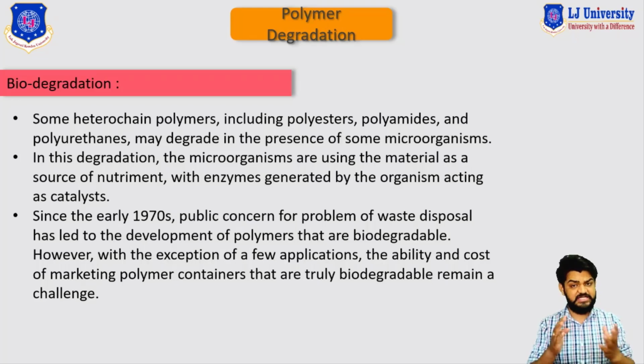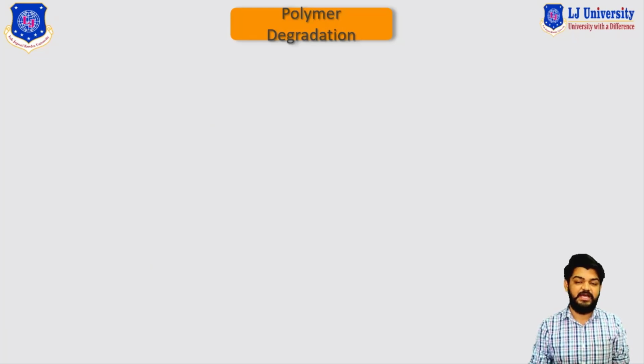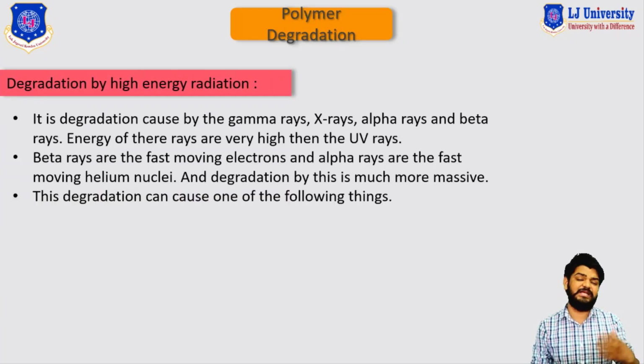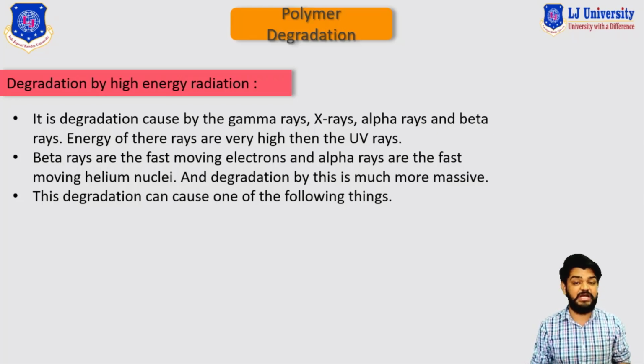Now, having said that, let's move to the next type of degradation process. As you can see here on the screen, the next is degradation by high energy waves, or we can say high energy radiation. We have already understood one type of radiation, that is ultraviolet radiation. But there are more rays than the ultraviolet rays, such as gamma rays, X-rays, beta rays, and even alpha rays, right? All this radiation can also affect our polymer significantly.